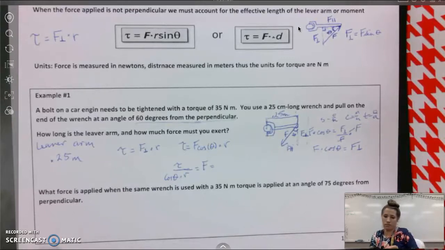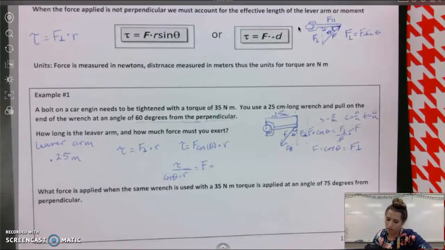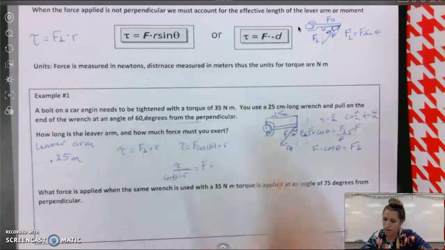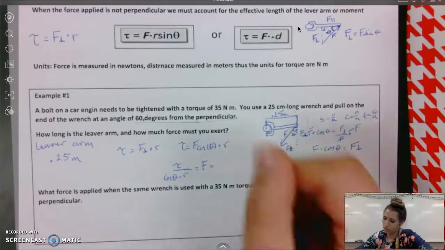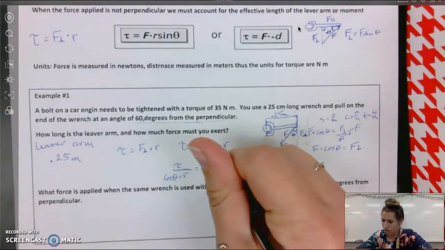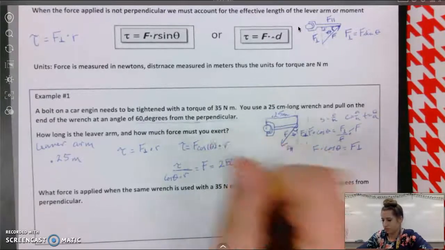And I'll plug that in. Okay, so we know that torque from the reading needs to be 35 Newton meters. Okay, so I'm going to take 35 divided by cosine of 60. Let's add a decimal there, so we're working with 2 sig figs instead of 1. Multiplied by r, which is 0.25. So I get a force of 280 newtons.